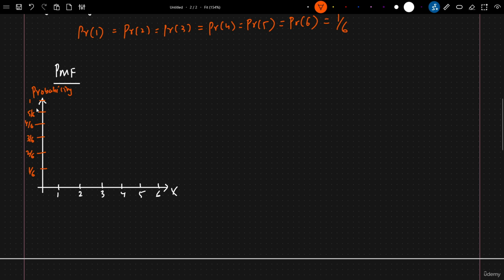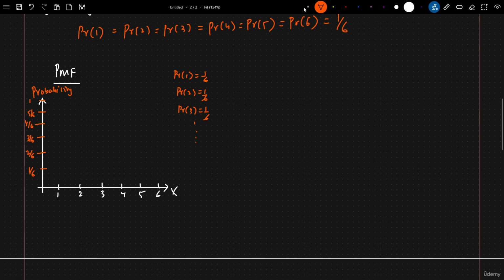But as we all know, the probability of getting each and every number is the same. The probability of getting 1 is 1 by 6. The probability of getting 2 is 1 by 6. The probability of getting 3 is 1 by 6. Like this, all the probabilities for the 6 outcomes are 1 by 6 itself.